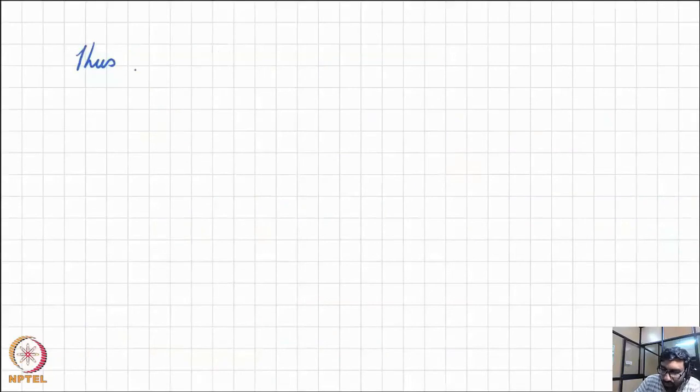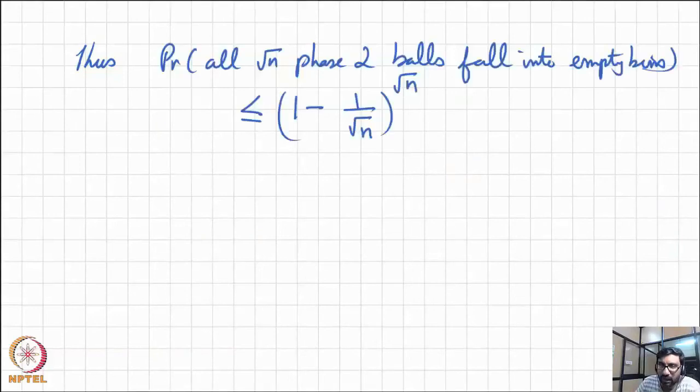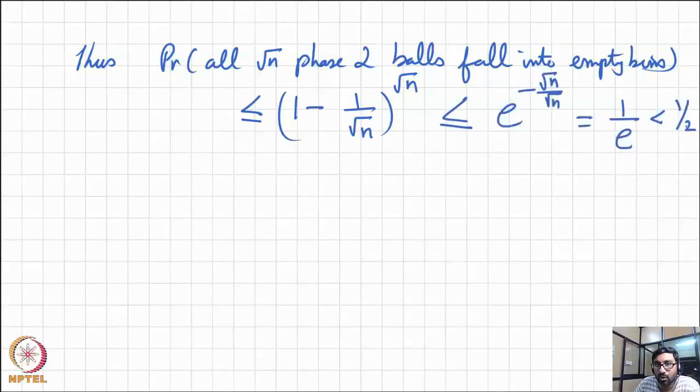Thus, the probability that all the phase 2 balls fall in empty bins can be upper bounded by 1 minus 1 over square root of n, the whole raised to the square root of n. And of course, this is at most e to the minus square root of n by square root of n, and that's of course 1 over e, which is certainly less than a half. So clearly, at most 2 times square root of n balls are required before the probability that we see a shared bin for a pair of those balls exceeds a half.